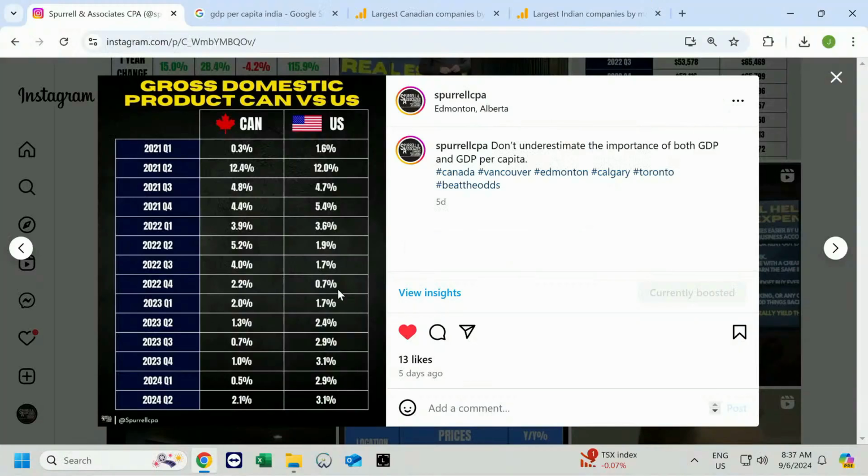The GDP, Canada versus the US. Okay. We see the Q2 numbers. Canada comes in at 2.1% versus the US at 3.1%. Okay, so why is this important?